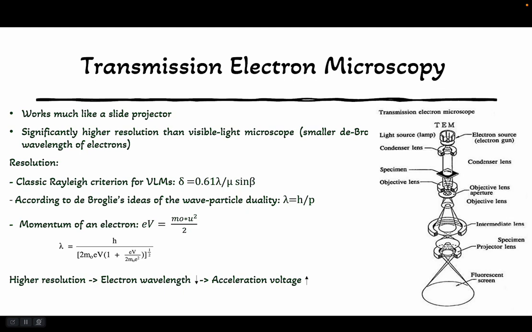Resolution of a transmission electron microscope can be described in terms of the classic Rayleigh criterion for a visible light microscope. Momentum is given to the electron by accelerating it through the potential drop V and giving it a kinetic energy eV. By substituting these in the lambda expression, we get a relationship between wavelength and accelerating voltage V of the microscope. We can arrive at a conclusion that if we desire high resolution, a decrease in the wavelength needs to be accomplished by increasing the accelerating voltage.